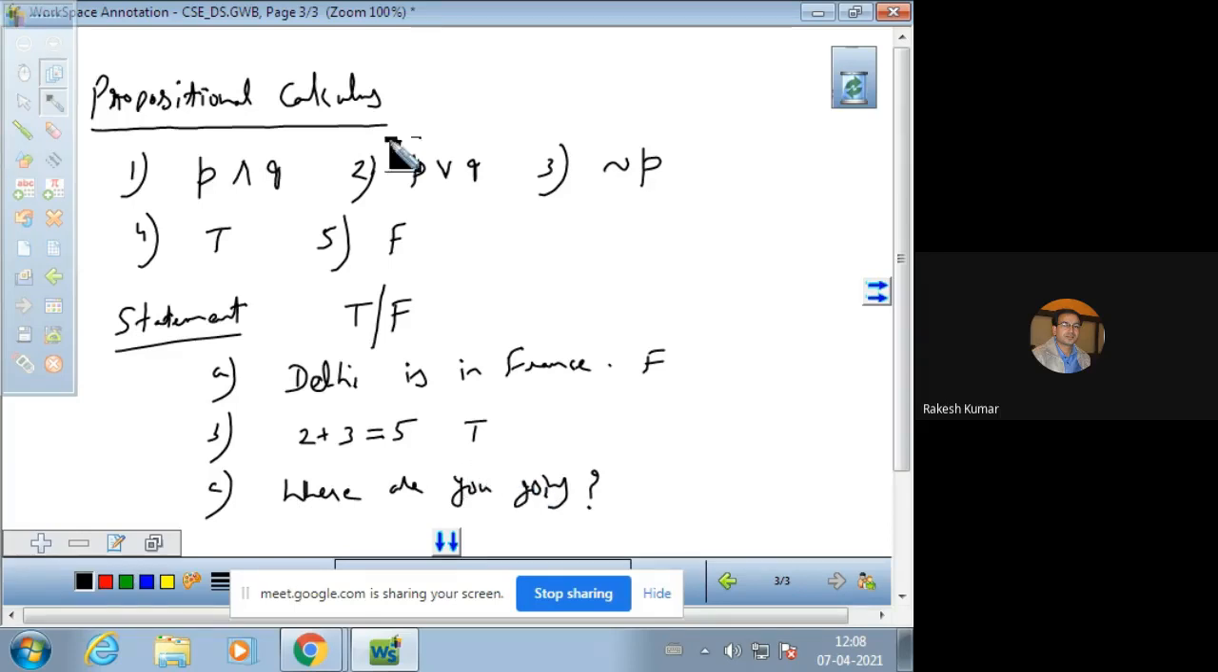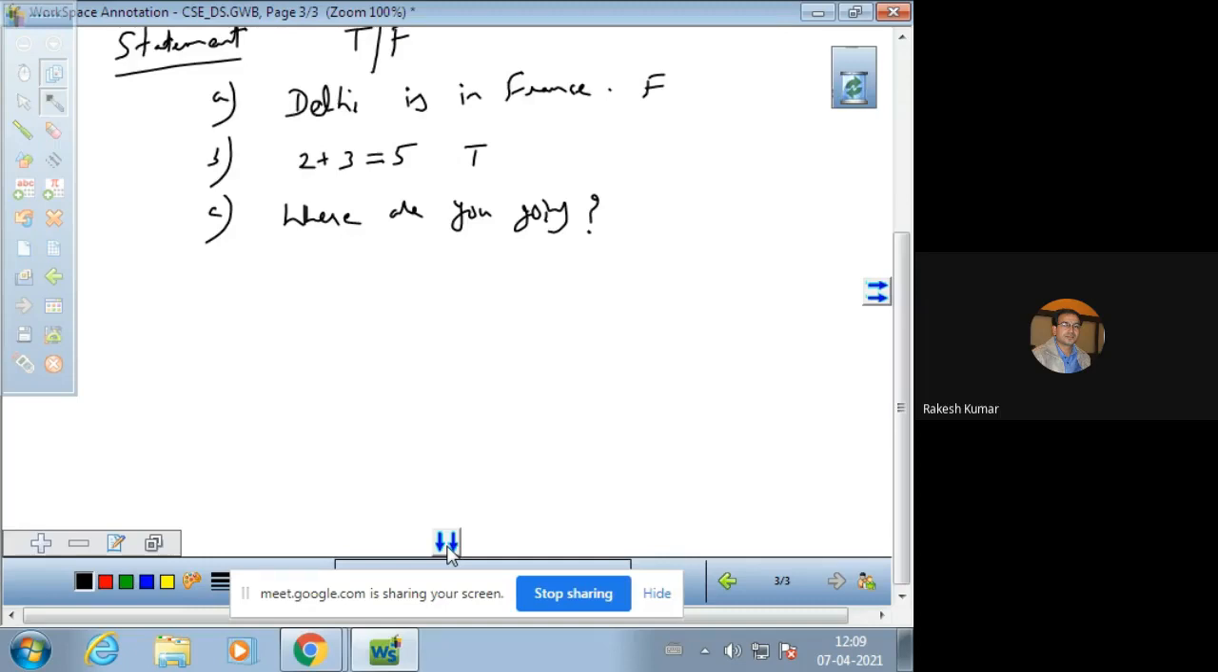So from the propositional calculus point of view, the statement should be either true or false. So this sentence, where are you going, results in nothing. Neither is it a true statement nor a false statement. So this does not come under the propositional calculus.